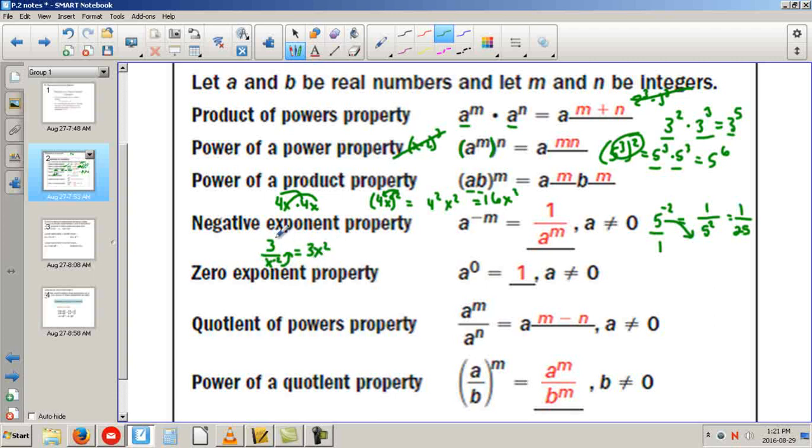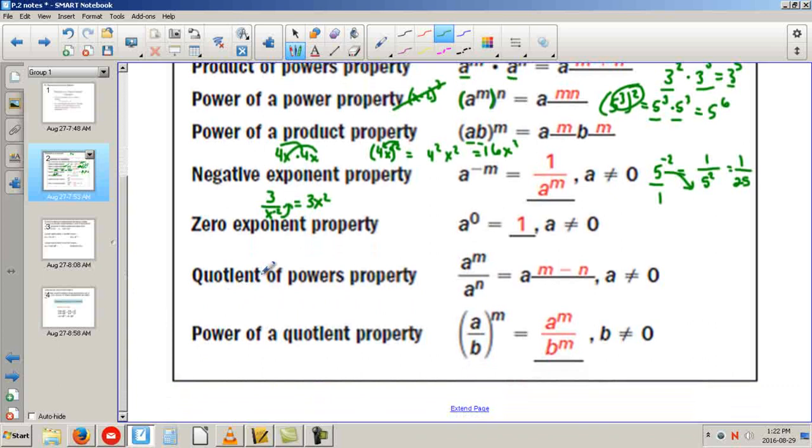Notice the 3 didn't have a negative exponent, so we did not move it. We only move the things with the negative exponents. The next property is the zero exponent property. Anything to the 0 exponent is going to equal 1, unless that thing is 0. So 0 to the 0 is undefined. That's just, well, you'll never see it. But something like 5 to the 0 or x to the 0, they all equal 1. So it's sort of a default for us.